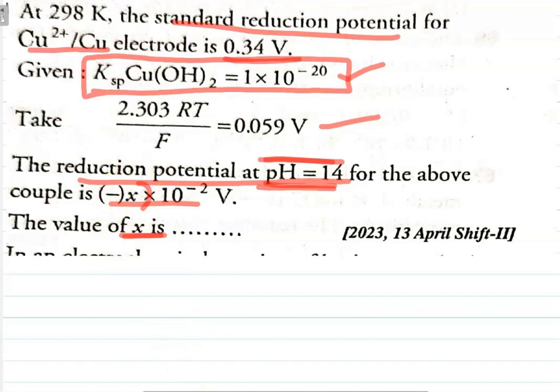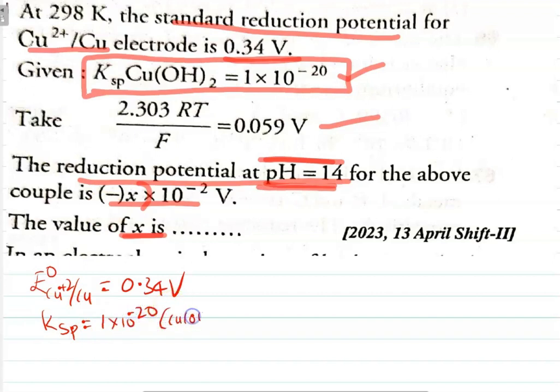So the meaning is, what is being given is E naught of Cu plus 2 to Cu as 0.34 volts. The standard reduction potential is given. Ksp, the solubility product, is given as 1 into 10 to the power of minus 20. This is the solubility product of copper hydroxide. And pH is also given, pH is 14. At this pH 14, what is the reduction potential value? That means the reduction potential of Cu plus 2 to Cu is the question mark. At this pH, what is the reduction potential?